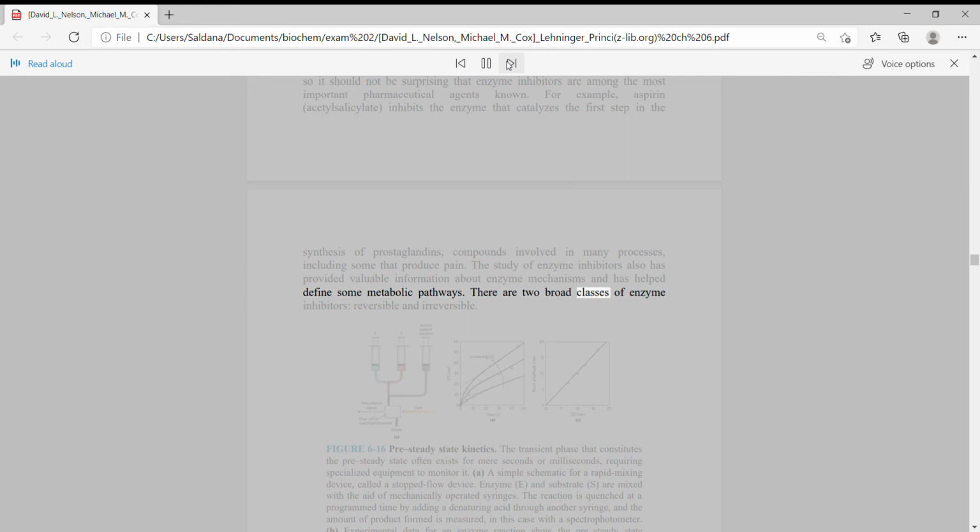There are two broad classes of enzyme inhibitors, reversible and irreversible. Figure 6-16, pre-steady-state kinetics.